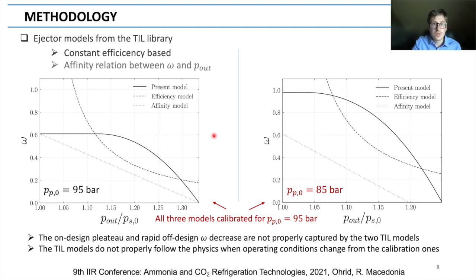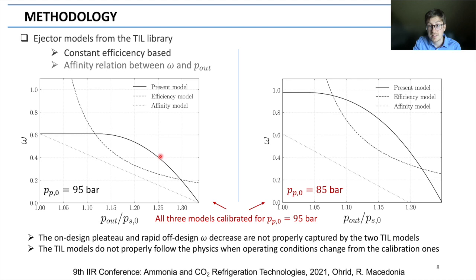And to show you those limitations, I invite you to have a look at the two graphs on the slides, starting from the left one. Those are actually the characteristic curves produced by the two TIL models and the in-house model. And as we can see, both TIL models are unable to properly model the on-design plateau and the rapid decrease in performance under the off-design regime.